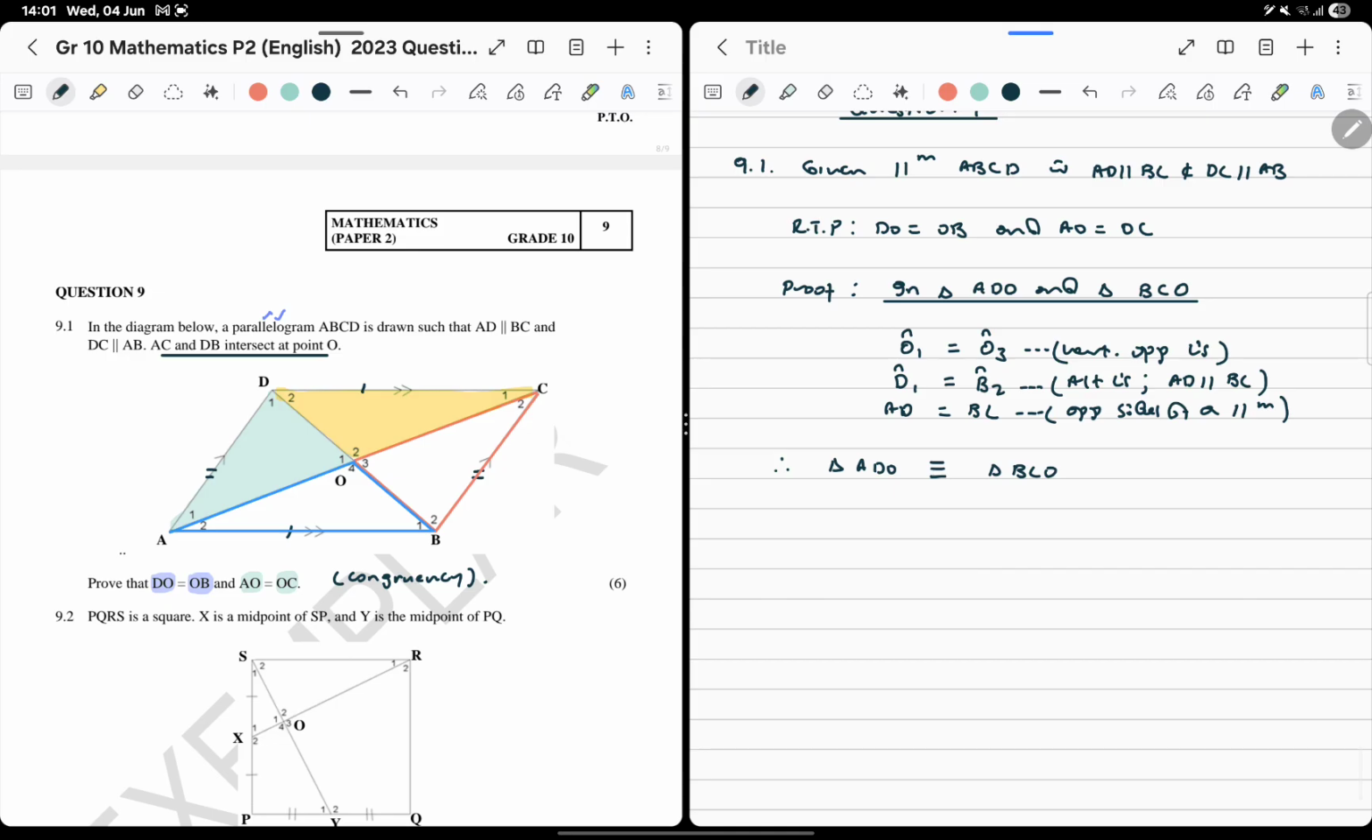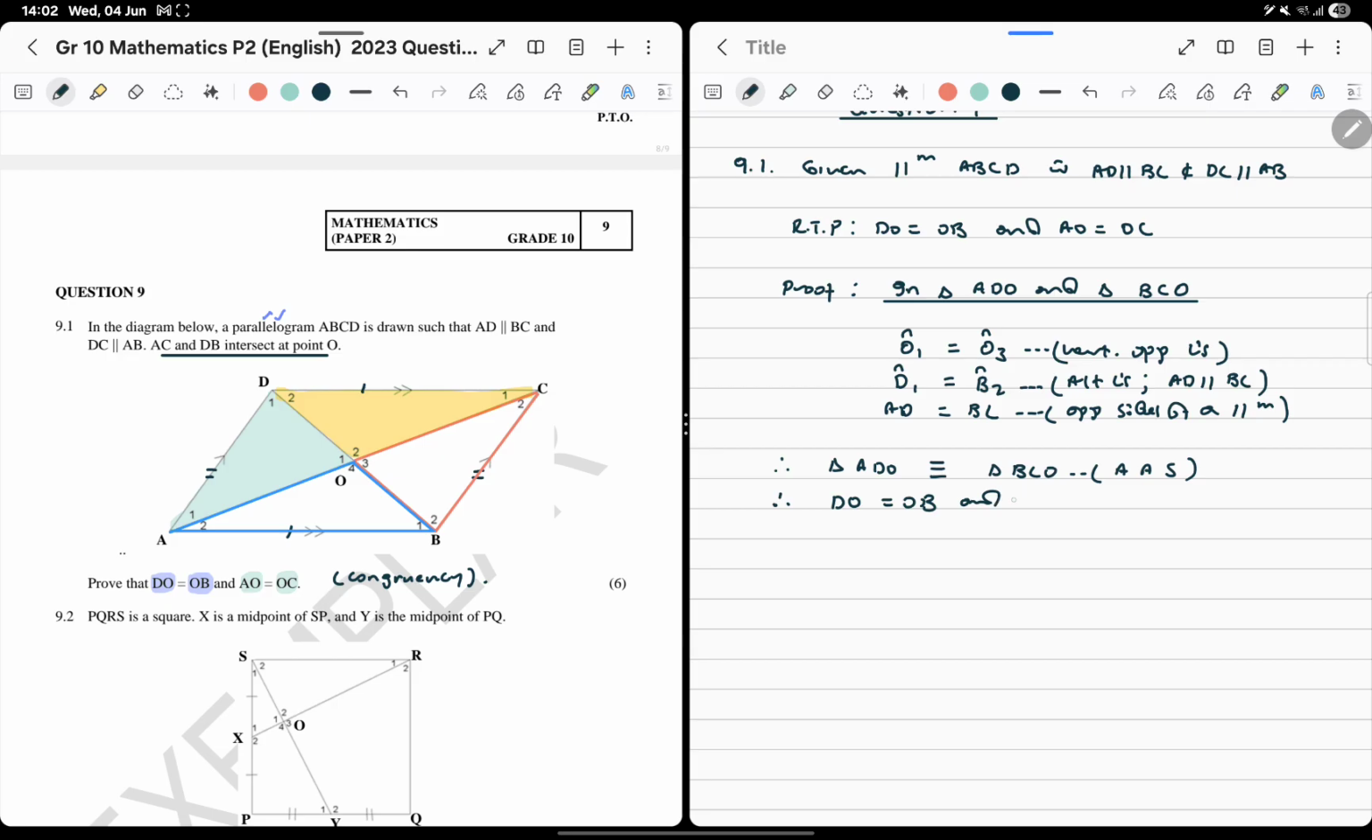What is the reason here? We've got angle, angle, and side. Right. Yes. This is good. Now, what can we conclude? We can then conclude that indeed, what do we want? We want DO. We can conclude that DO, in fact, these two also. We don't need the other pair. DO is equal to OB, right?